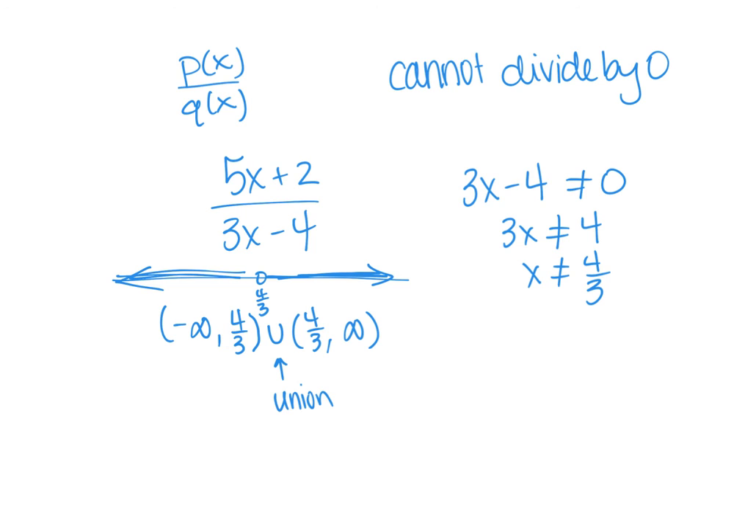So hopefully that helps with your domain. Polynomials, all real numbers. Radicals, what's underneath the radical, set it greater than or equal to 0 because you can't take the square root of a negative. And on fractions, set the denominator not equal to 0 because you can't divide by 0. And so that's the value that we need to skip over.